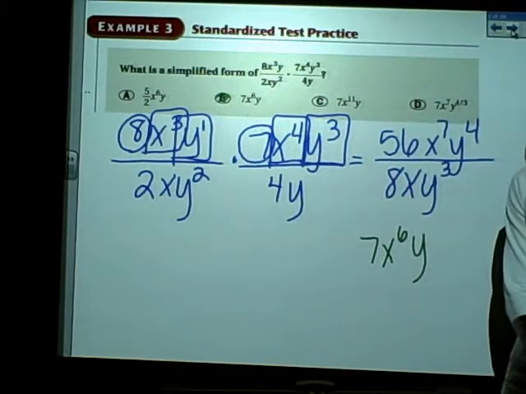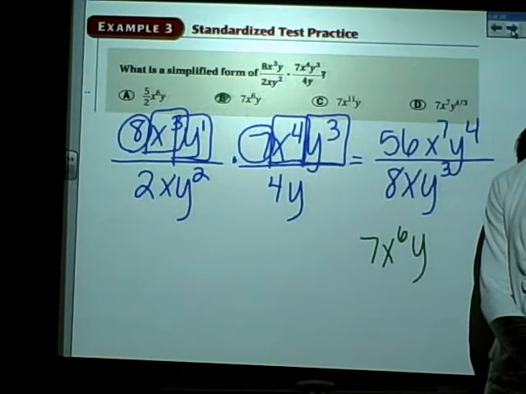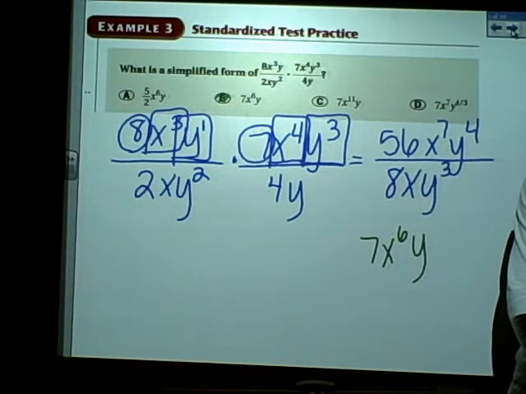Take a second, hit stop and rewind if you need to, and maybe try some out of your book for extra practice.